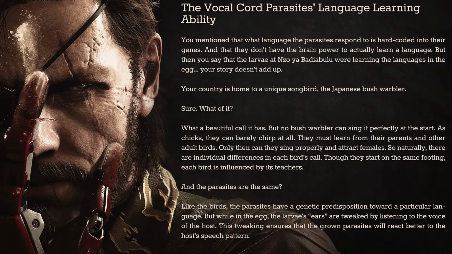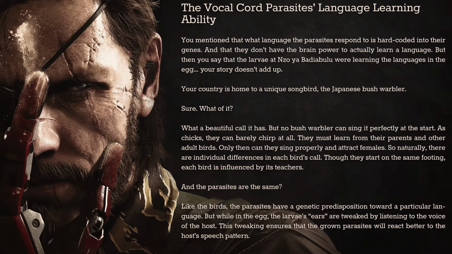Your country is home to a unique songbird. The Japanese bush warbler. Sure, what of it? What a beautiful call it has. But no bush warbler can sing it perfectly at the start. As chicks, they can barely chirp at all. They must learn from their parents and other adult birds. Only then can they sing properly and attract females. So naturally, there are individual differences in each bird's call. Though they start on the same footing, each bird is influenced by its teachers.